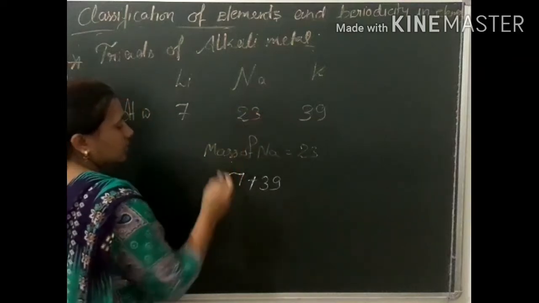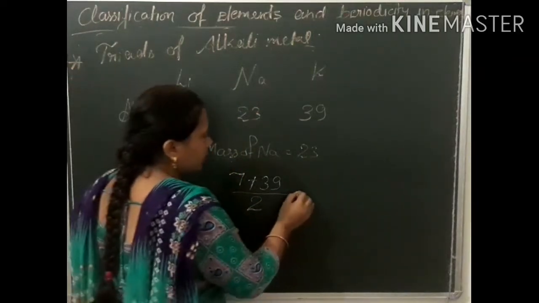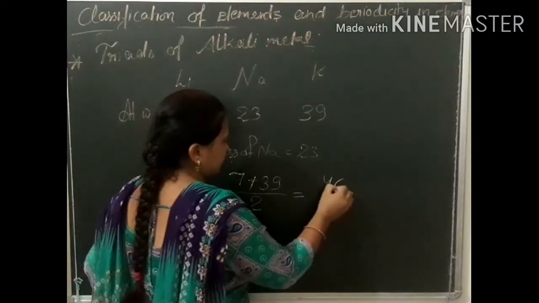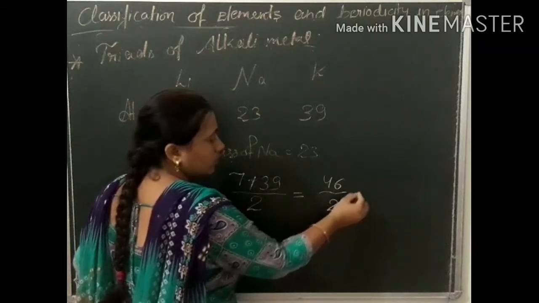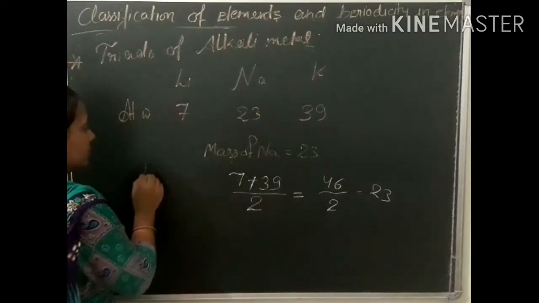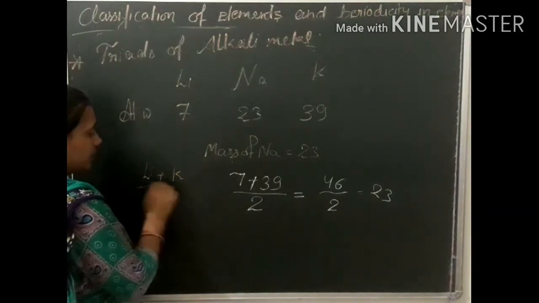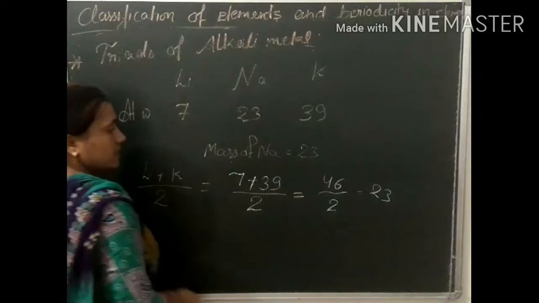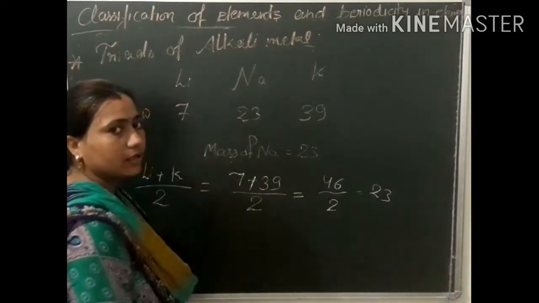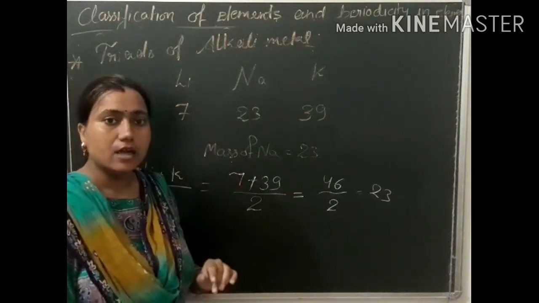Here we have to find the arithmetic mean, so we have to divide by 2. 46 divided by 2 is equal to 23. This is a proof that the arithmetic mean of lithium and potassium is equal to the atomic mass of the middle element. This is the law, triads of alkali metals.